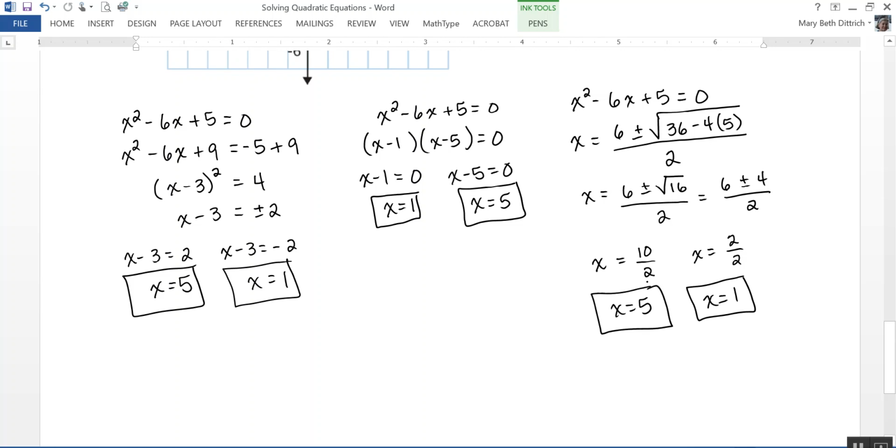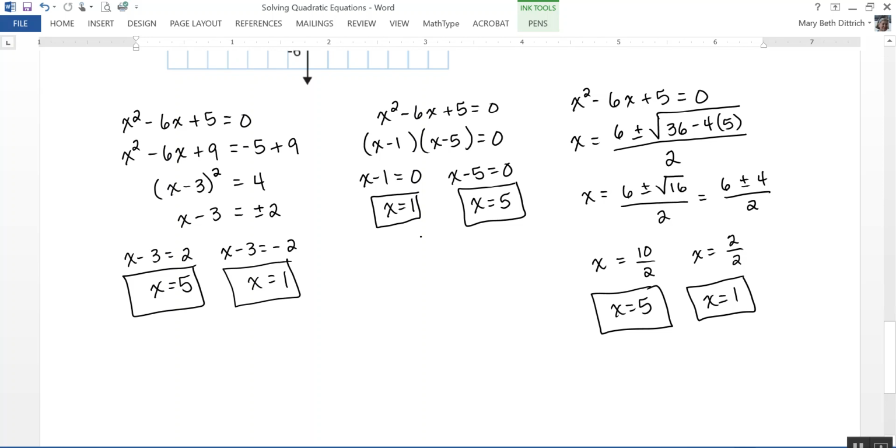So these are the 4 different ways that you can solve a quadratic equation. You can solve by graphing, finding where it crosses the x-axis. You can solve by completing the square. If the expression is factorable, you can solve by factoring, and the quadratic formula always works.